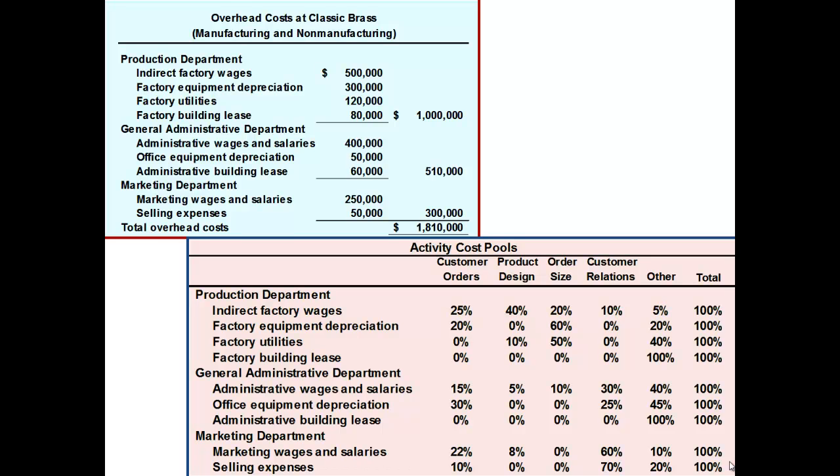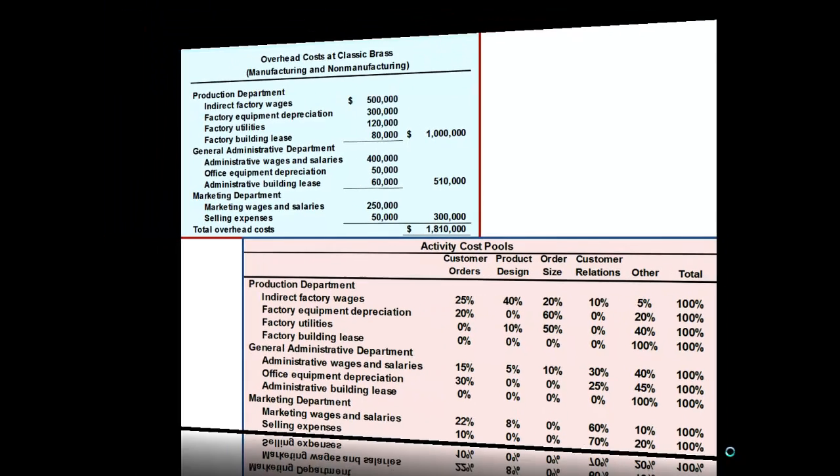So when you look at factory wages, 25% of the factory wages are going to go to customer orders, 40% are going to go to product design, 20% are going to go to order size, and 10% are going to go to customer relations, with the other 5% going to other. We do this for each line item of our overhead, and then we can use these percentages to allocate the costs.